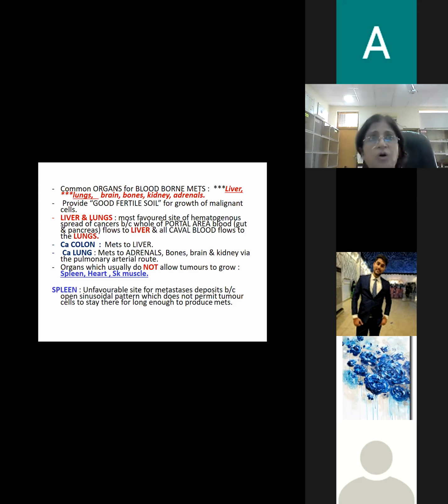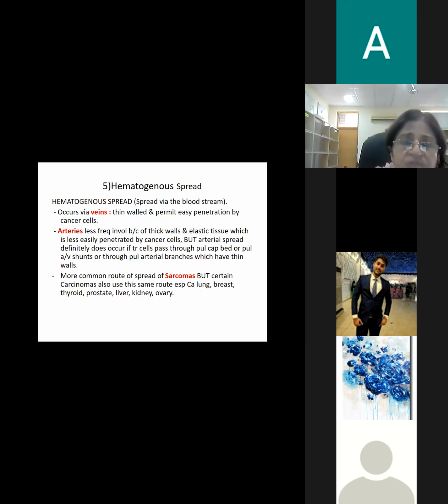Organs which do not allow tumors to grow do not harbor metastatic deposits. They are the spleen, the heart, and the skeletal muscle. Spleen में इसलिए नहीं जाता because it is an unfavorable site for metastatic deposits because it has an open sinusoidal pattern, and that open sinusoidal pattern does not permit the blood to stay. The blood flows rapidly through the spleen, and it does not permit the tumor cells to stay over there for a longer period of time to grow and multiply and produce their metastatic deposits. So hematogenous spread occurs via the veins.